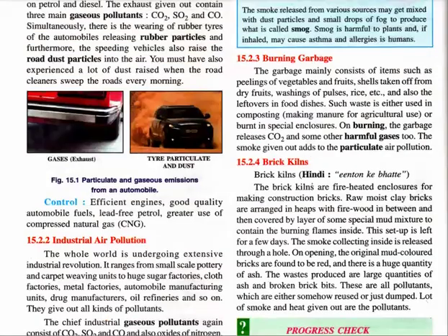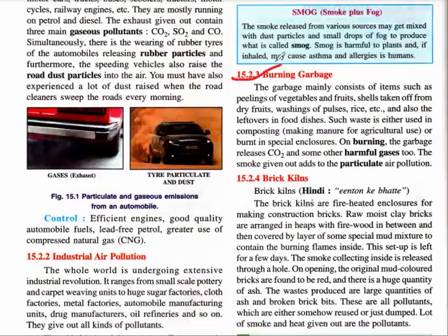Now, burning garbage. The garbage mainly consists of items such as peeling of vegetables, fruits, shells taken off from the dry fruits, washing of pulses, rice, etc. Also, leftovers in the food dishes. Such waste is either used in composting, making manure for agricultural use, or burnt in special enclosures. On burning, the garbage releases CO2 and some other harmful gases too. The smoke given out adds to the particulate air pollution.